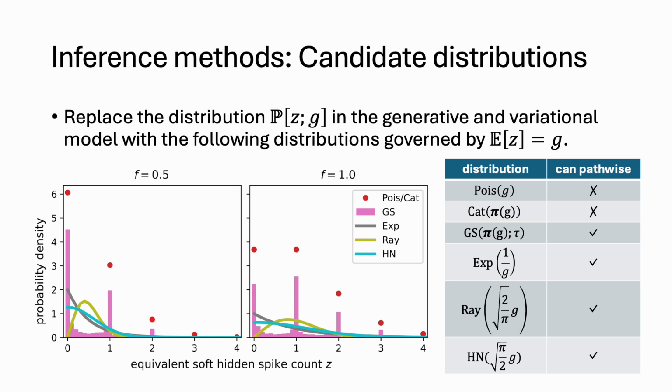Here, we plot a lot of distributions from the original Poisson to the most general continuous distributions. We list their distributions parameterized by a firing rate g and check whether the pathwise gradient estimator can be used. We can see that Gumbel softmax still preserves some shape similarity to the original Poisson distribution, but other general continuous distributions do not. We will compare all these inference methods in our experiments.